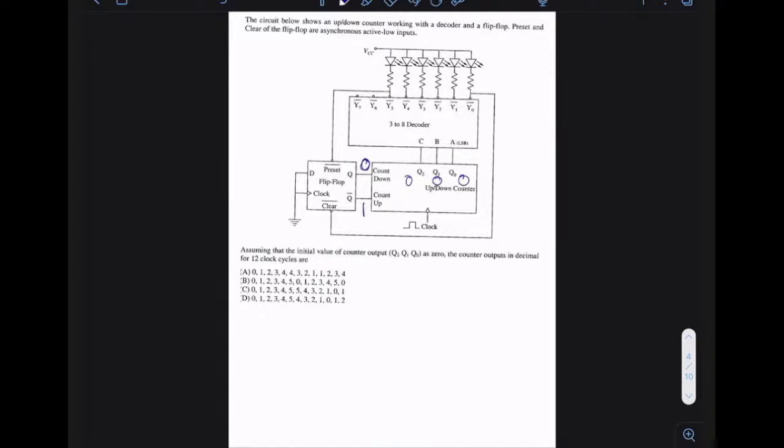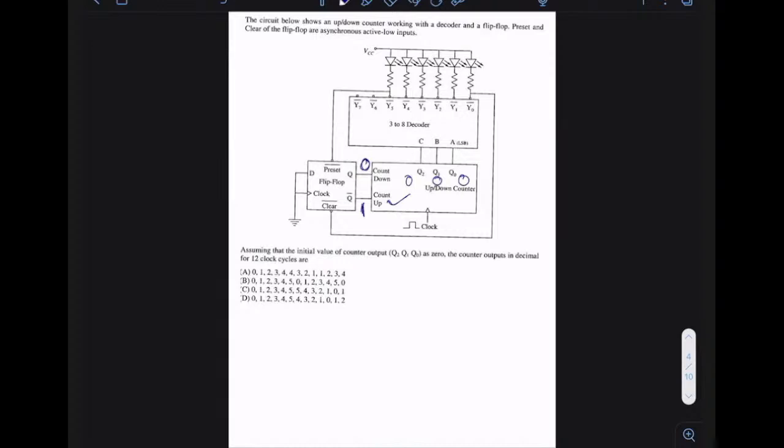Now you can see the counter will work in the up mode. Why? Because initially we have taken this as 0 and this as 1. This is 1, which means the up pin is activated, the down pin is deactivated, and the counter will work in the up mode. So far we haven't applied any clock.